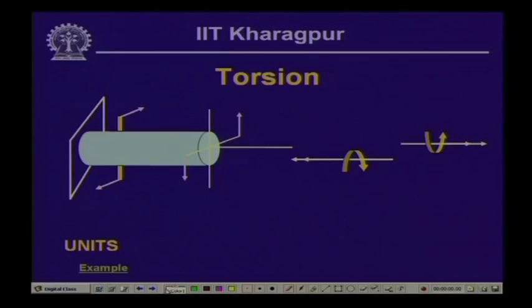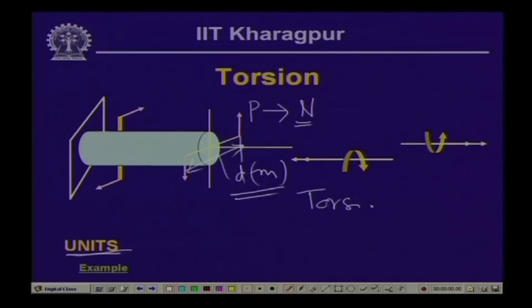Now, coming to the units of the moments. Here the unit of the force is Newton, and the distance is written in terms of meter. So, the twisting moment, the torsional moment, has the unit Newton meter.